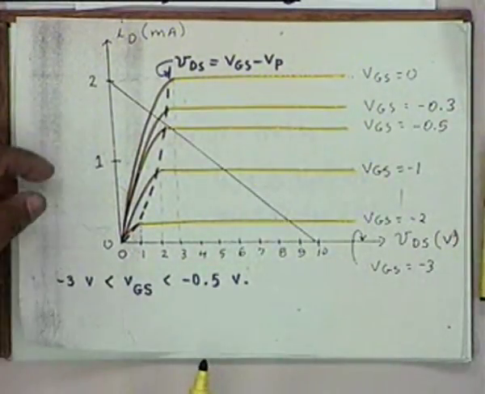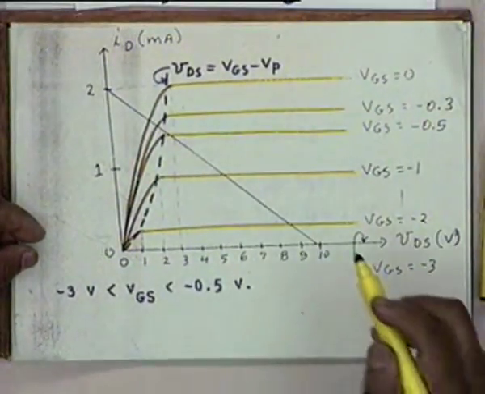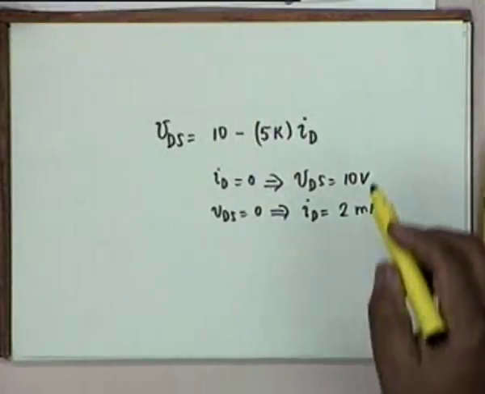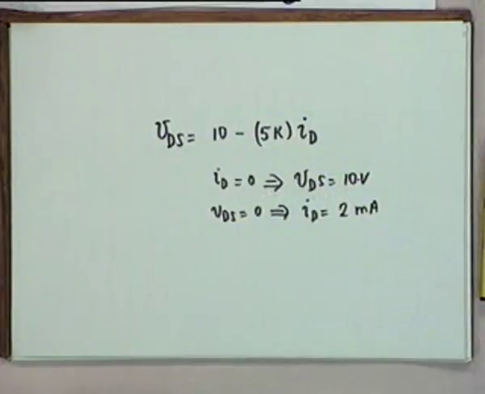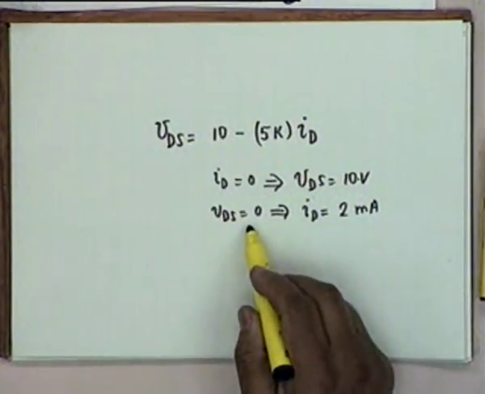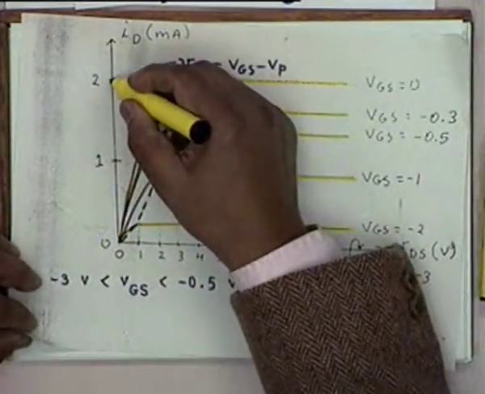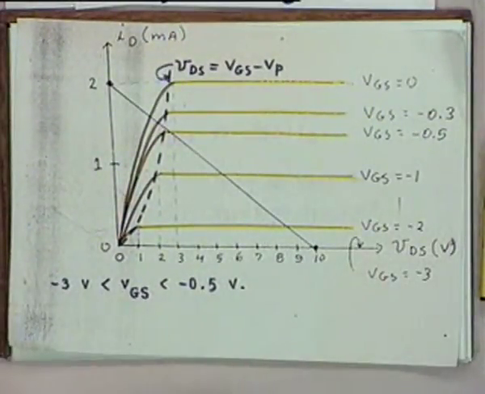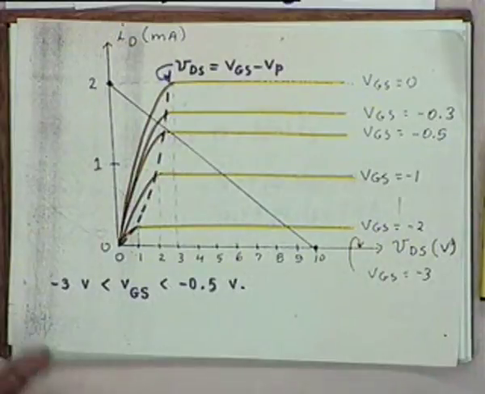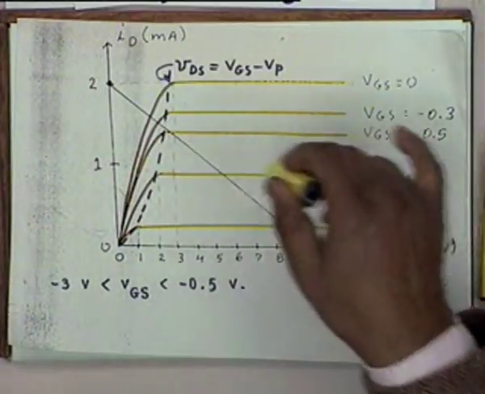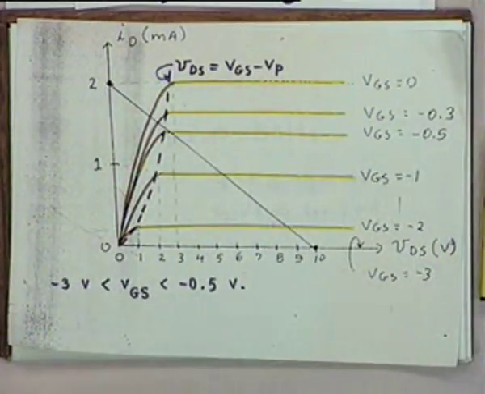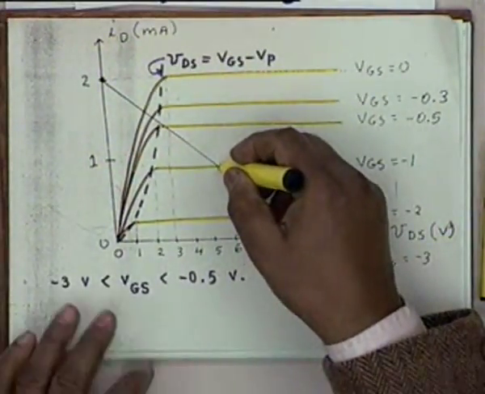Okay, so for the load line there are 2 points. These are enough. One is 10 volt, 0 milliampere, and the other is 0 volt, 2 milliampere. These are the 2 points. This is one and this is the other, so you draw the line. And the Q point should be somewhere here, maybe VGS equal to -1 is a good Q point. Alright, this point is a good Q point.